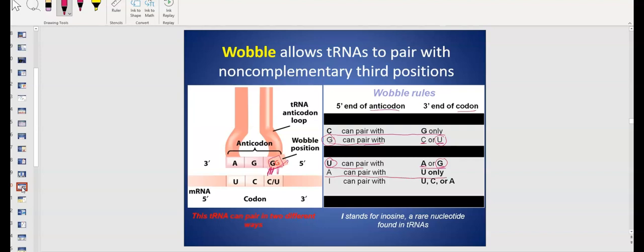A can pair with only U's, right? So it's very specific, and we're not going to worry about this. This is a special nucleotide called inosine, and it's super rare, so I'm not going to make you know that. But you should know the wobble rules, so make sure that you know those for the test.